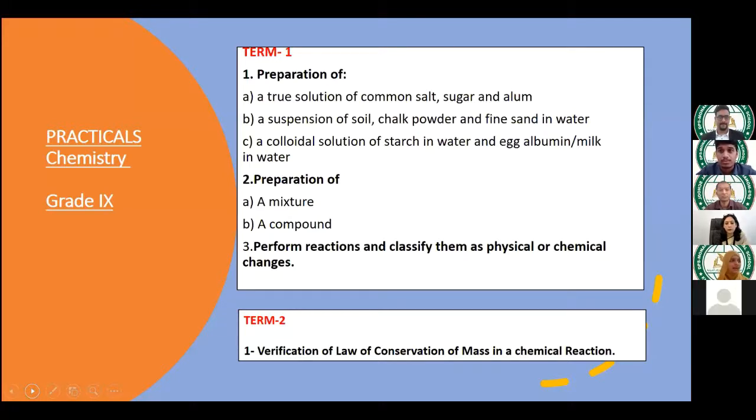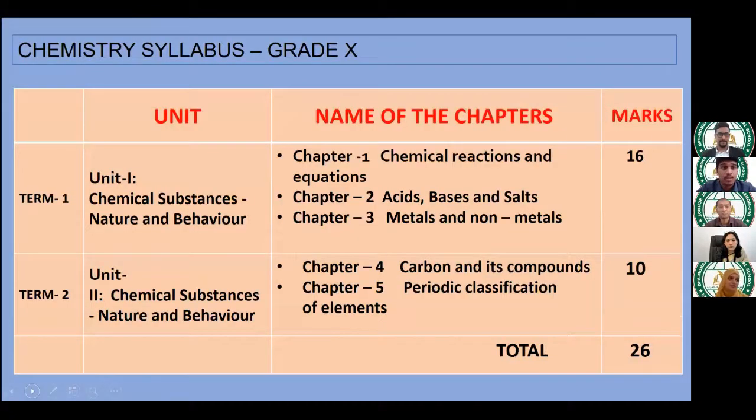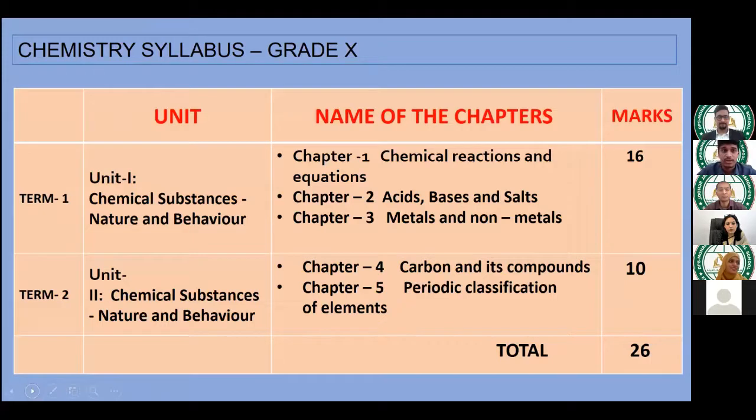Talking about grade 10th now. Grade 10th is again divided into term 1 and term 2. In term 1, we have 3 chapters: chemical reactions, acids, bases and salts, and metals and non-metals. Total together, it will be 16 marks. And term 2 will be having 2 chapters: carbon and its compounds, and periodic classification, comprising a total of 10 marks. So chemistry in total will be for 26 marks in the final term.